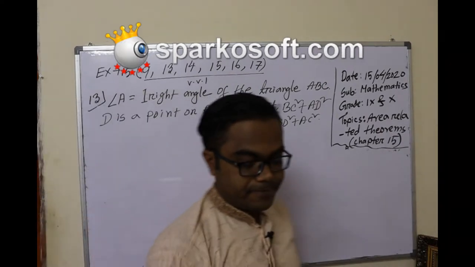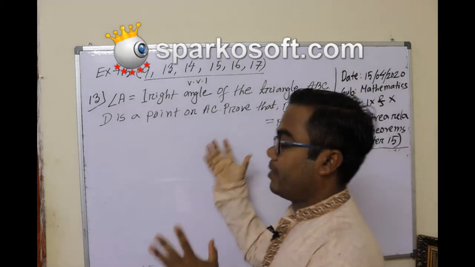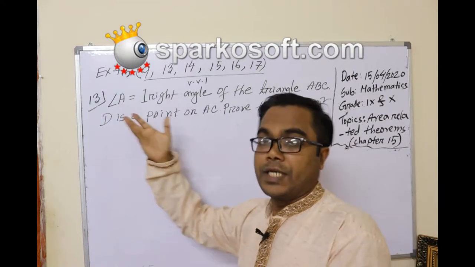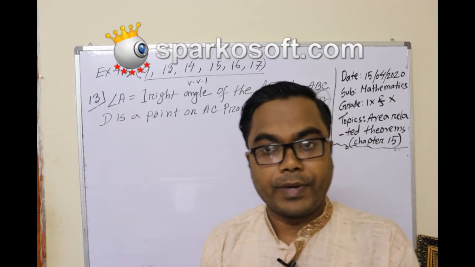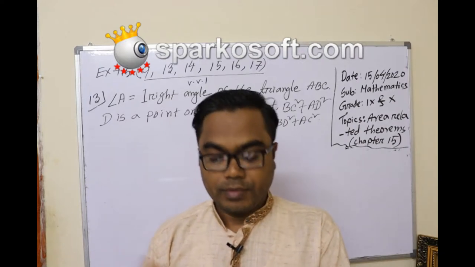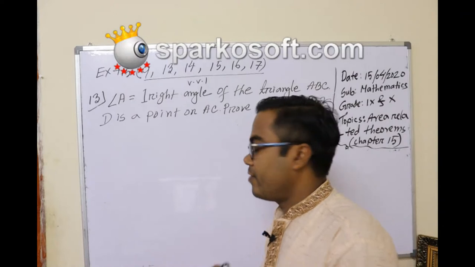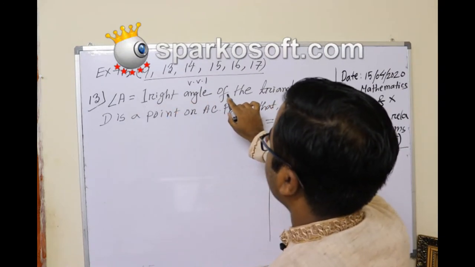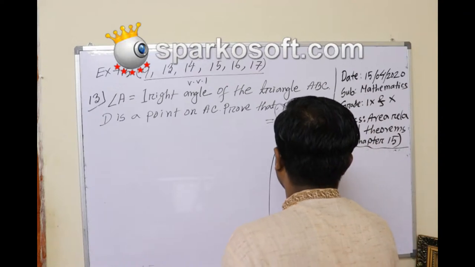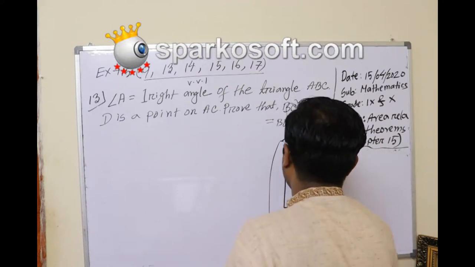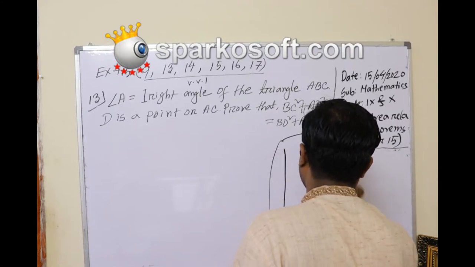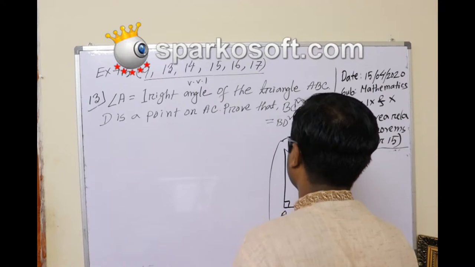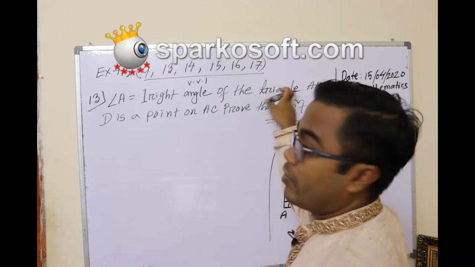Before solving number 13, first of all, you need to make a plan. What type of figure is it? Don't go directly to the particular enunciation and proof like this. First of all, you need to make a plan, means how you can draw the figure. So first make a rough figure. Angle A equals one right angle of the triangle ABC. First you can draw a right angle triangle.